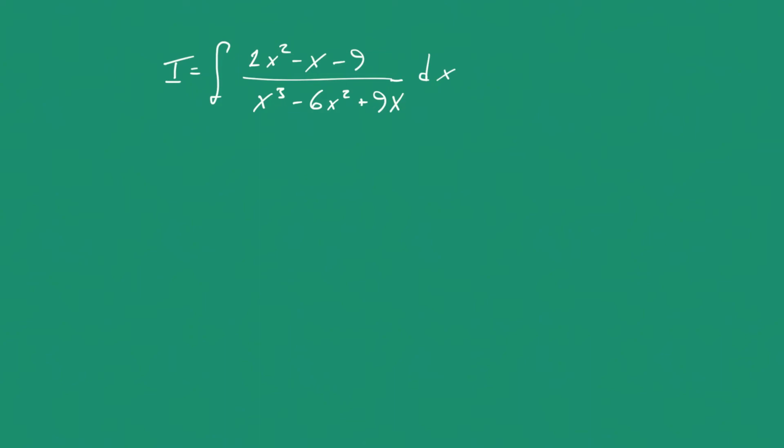Okay, in this example, we want to try to calculate the integral of this function here. It's 2x squared minus x minus 9 over x cubed minus 6x squared plus 9x. So, as usual, we first ask ourselves, can we immediately recognize the antiderivative of this function? And the answer is almost certainly no.